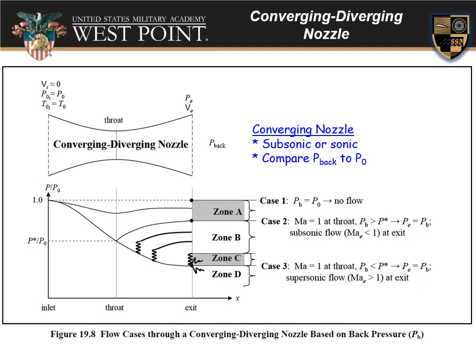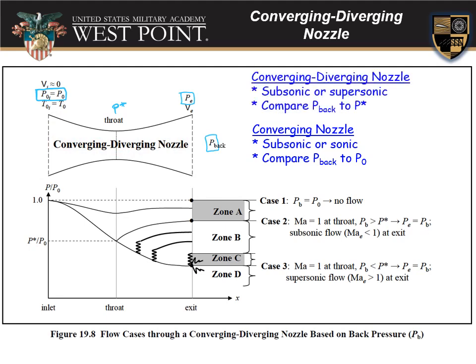We can compare the back pressure to the stagnation pressure. So here's our converging diverging nozzle, and we want to compare the back pressure right here to the stagnation pressure through the flow. And remember, if we assume no shock, that stagnation pressure is the same throughout the entire flow. What we're really interested in is this converging diverging nozzle situation, where now we're going to compare the back pressure to the static pressure at the throat itself.